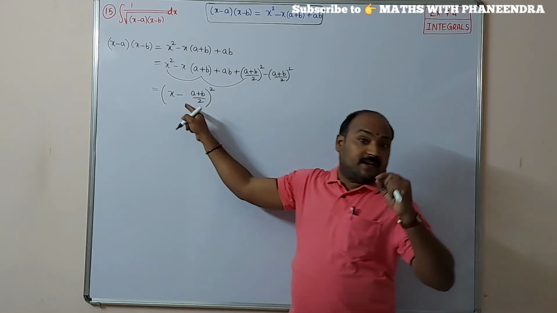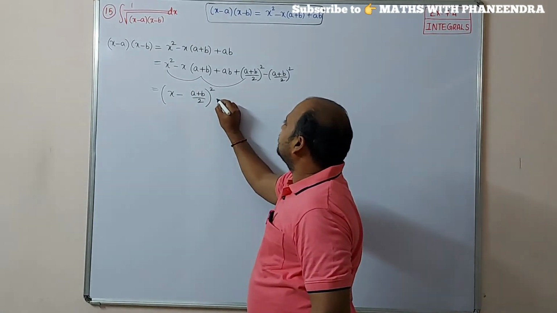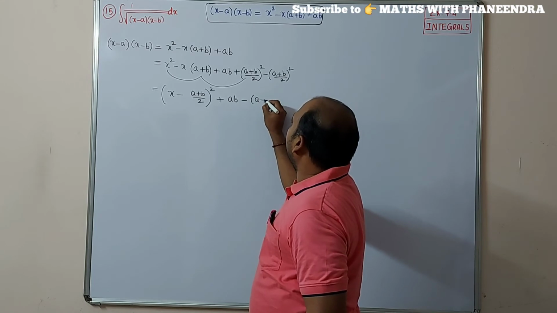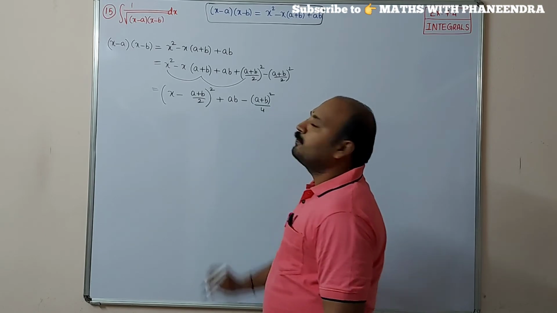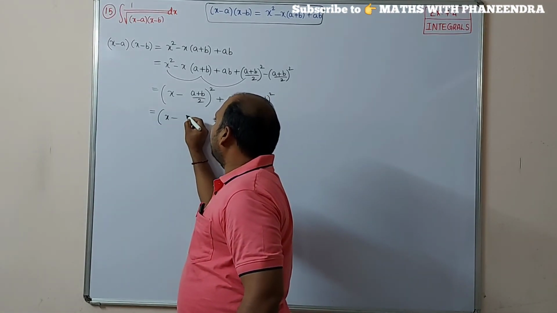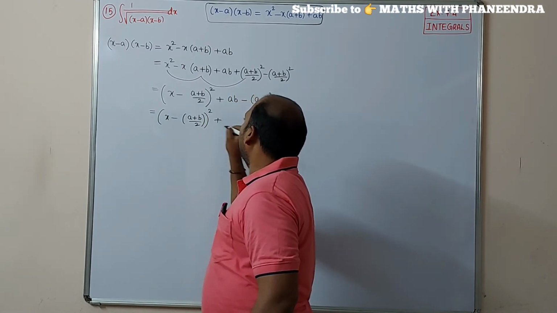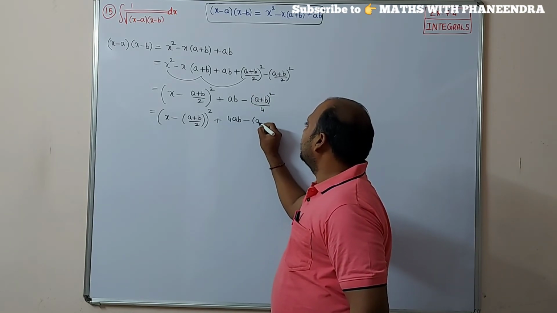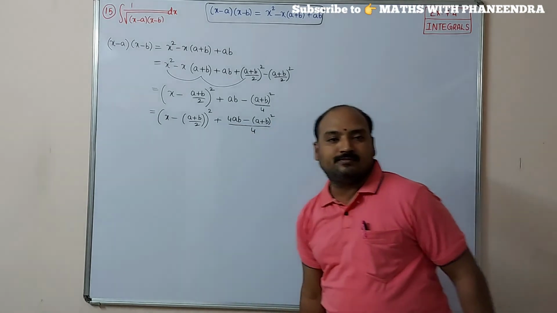Why are we adding and subtracting (a plus b)/2? Because the x coefficient is negative here. So the rest of the terms: plus ab minus (a plus b)/2 whole square. So (a plus b) whole square by 4 will come, which is equal to (x minus (a plus b)/2) whole square plus, after taking LCM here, (4ab minus (a plus b) whole square) divided by 4.